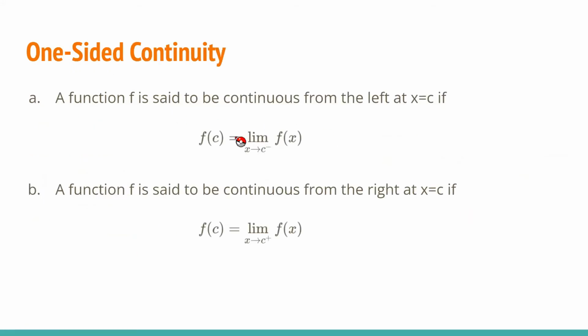A function f is said to be continuous from the left at x equals c if the function value at c is equal to the limit of f of x as x approaches c from the left. And a function f is said to be continuous from the right at x equals c if the function value at c is equal to the limit of f of x as x approaches c from the right.